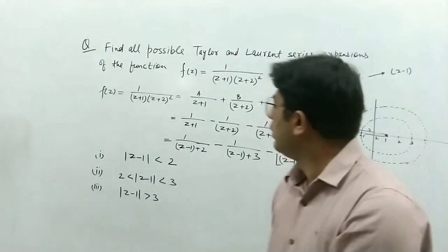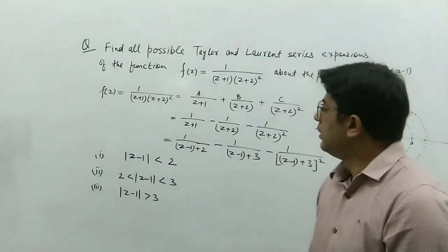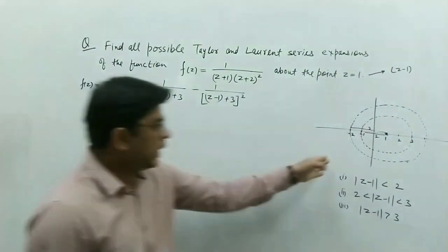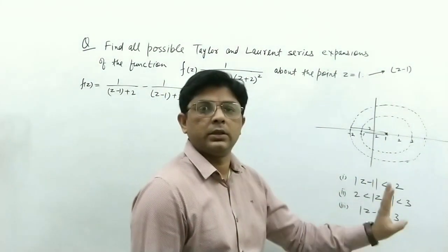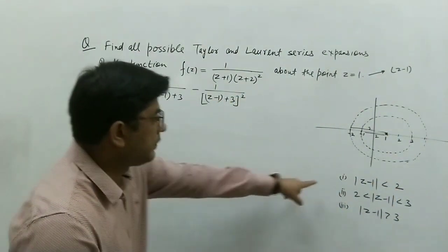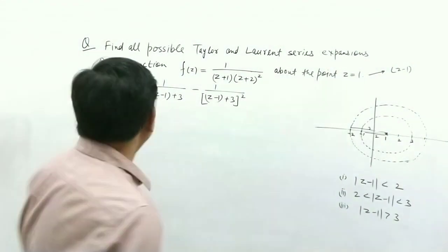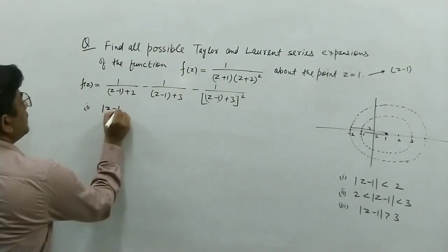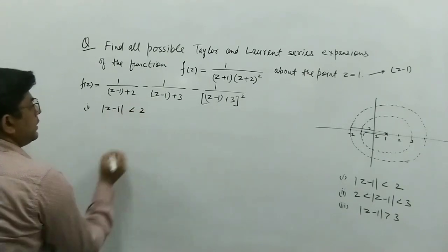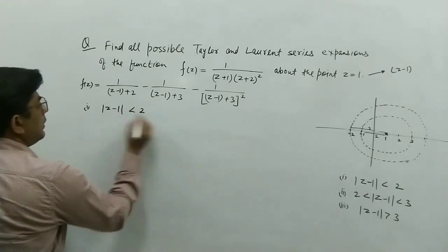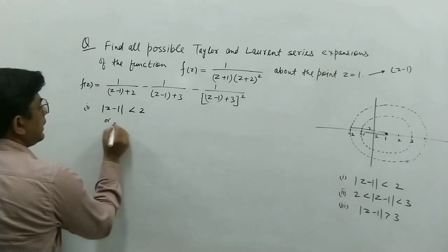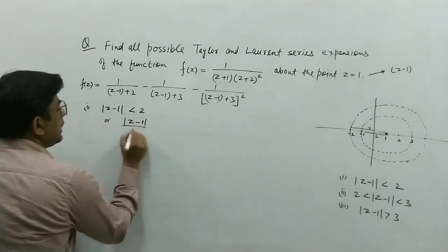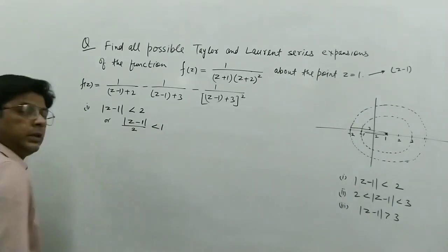So we will see how we can find this series. I have written the final form of this function here, and I have written the regions here. Now we take the first region, mod z minus 1 less than 2. It means we can say that mod z minus 1 upon 2 is less than 1.